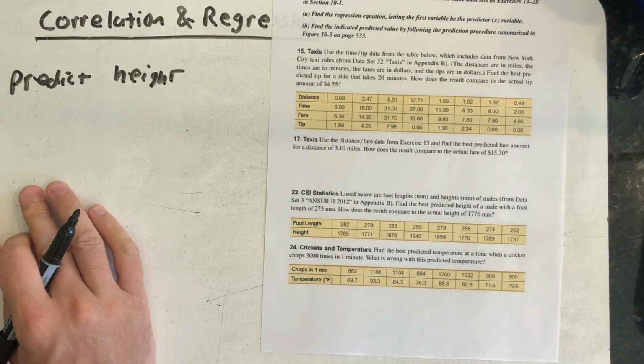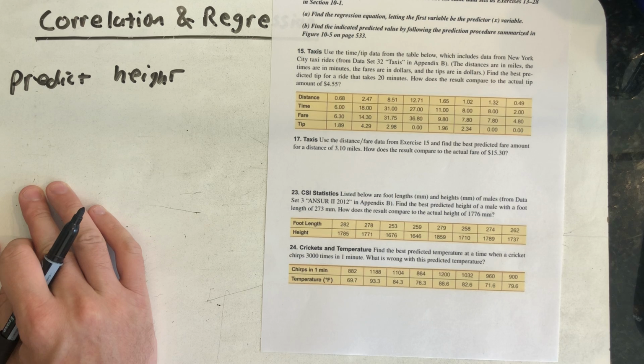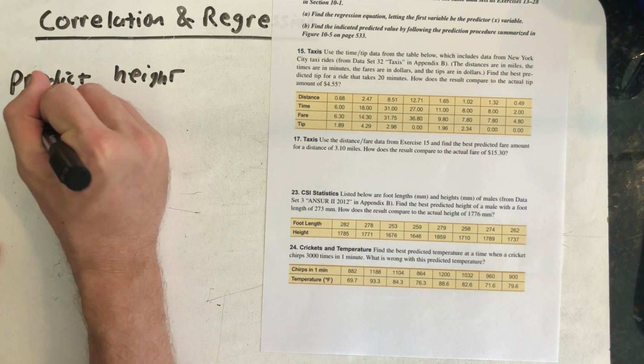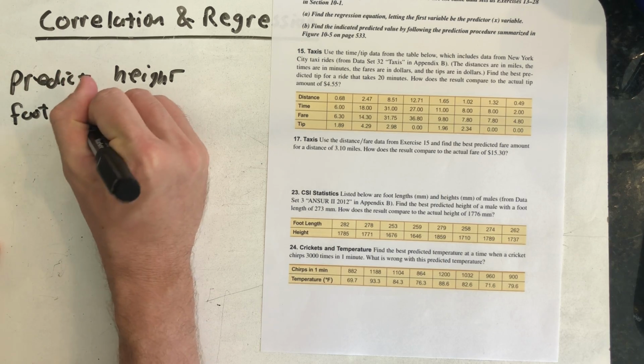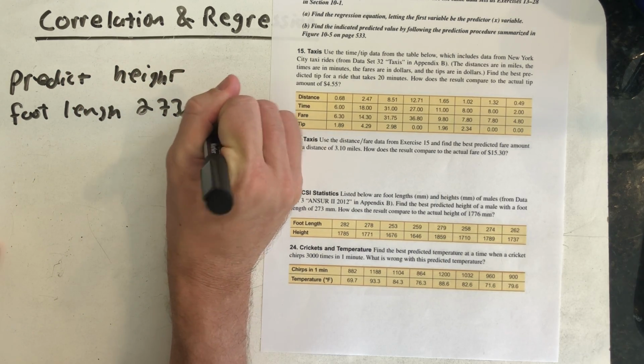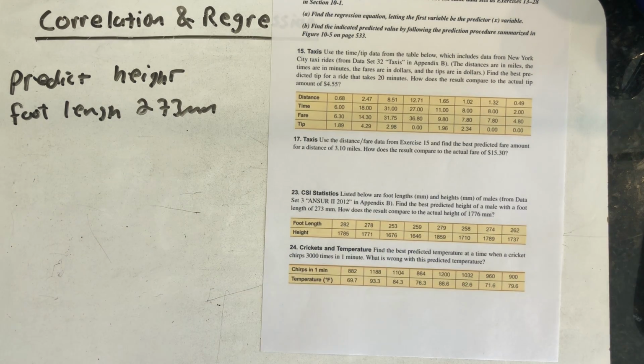So we're asked to predict a height based on a foot length of 273 millimeters. And then we're going to compare that to an actual known result that's not actually one of the data points in this sample. So we'll wait to do that in a moment.